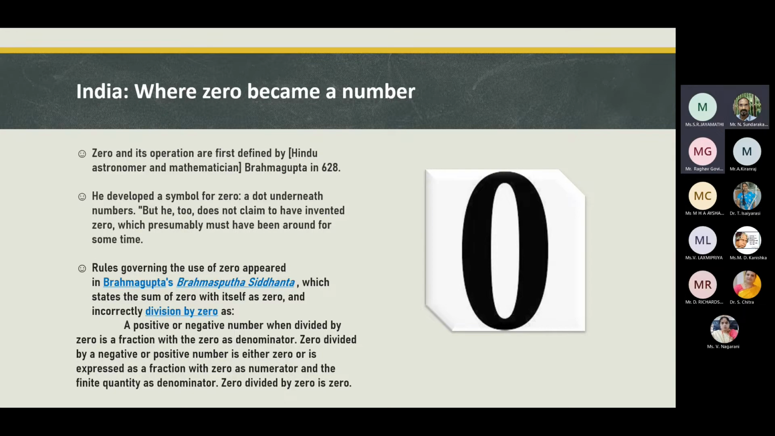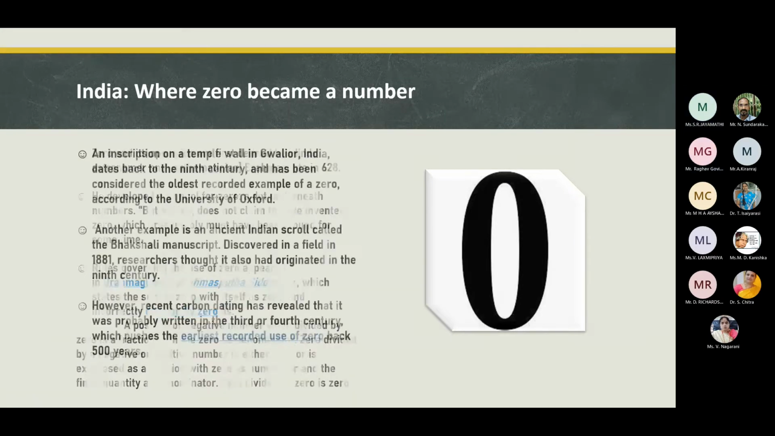Rules governing the use of zero appeared in Brahmagupta's Brahmasphutasiddhanta, which states that the sum of zero with itself is zero, and incorrectly, division by zero: a positive or negative number when divided by zero is a fraction with zero as the denominator. Zero divided by a negative or positive number is either zero or is expressed as a fraction with zero as the numerator and the finite quantity as the denominator. Zero divided by zero is zero.